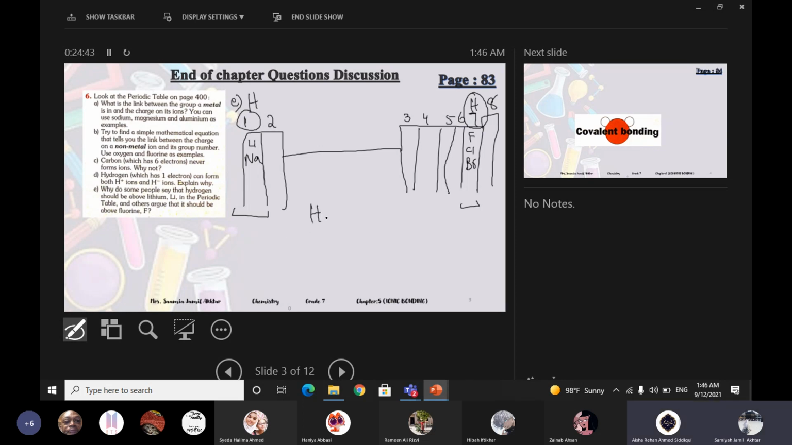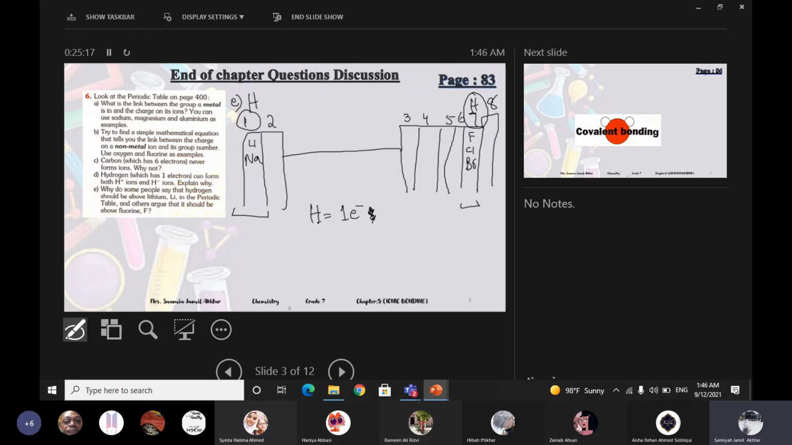Because hydrogen has only one... Teacher, may I tell? Yeah, sure. Teacher, some find that it should be in group 7 because it's a non-metal, and also because it can gain or lose an electron. Yeah, very good. And they're saying it should be in group 1 because it can lose an electron too, so it acts like a metal. And it can gain an electron, just like the halogens. Very good.